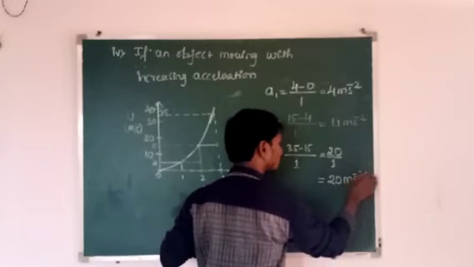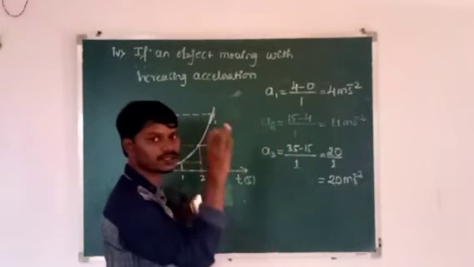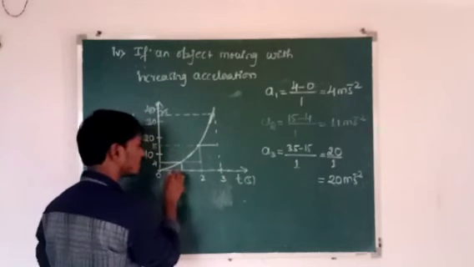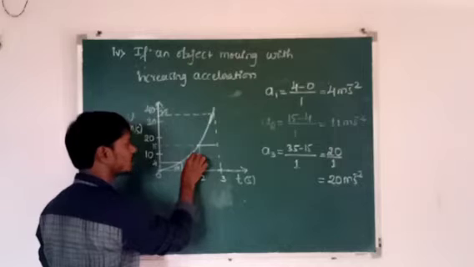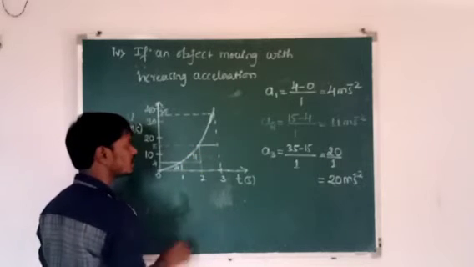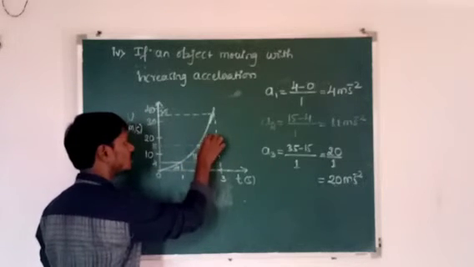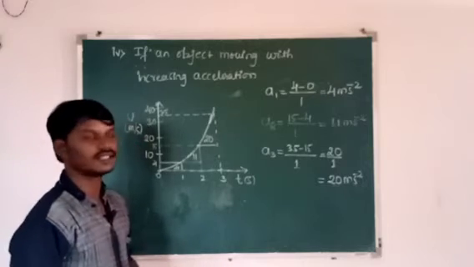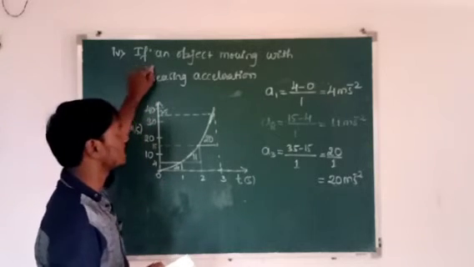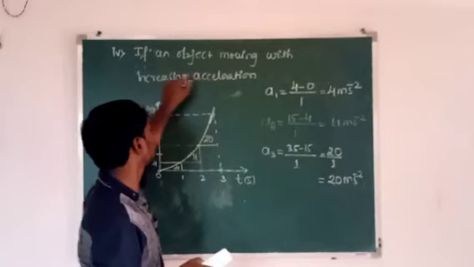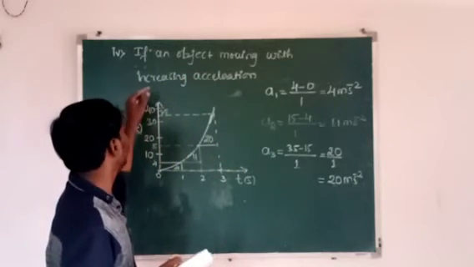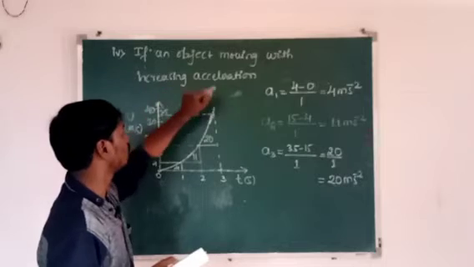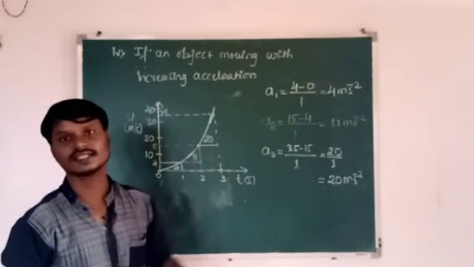So from this example what we concluded is, the acceleration goes on increasing. Here what about acceleration? 4 meter per second square. Here, 11 meter per second square. Here, 20 meter per second square. Then this is the velocity versus time graph for the object moving with increasing acceleration. Then what is the velocity versus time graph if the object is moving with decreasing acceleration?